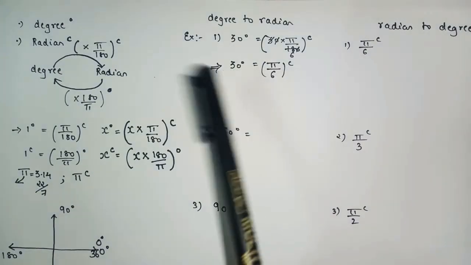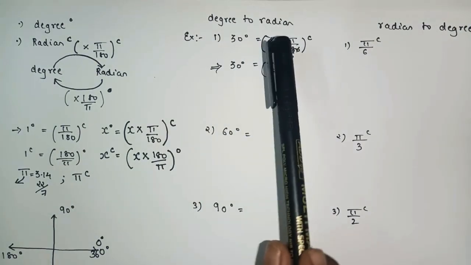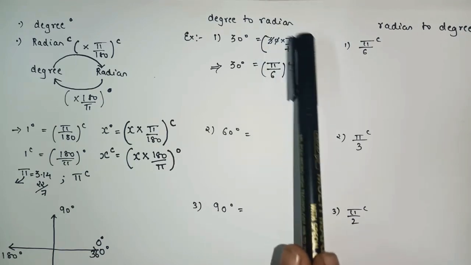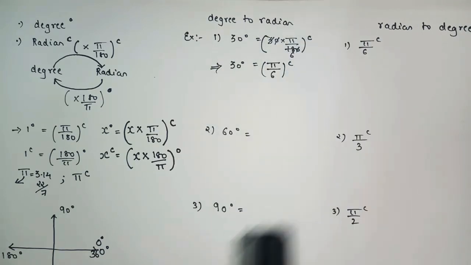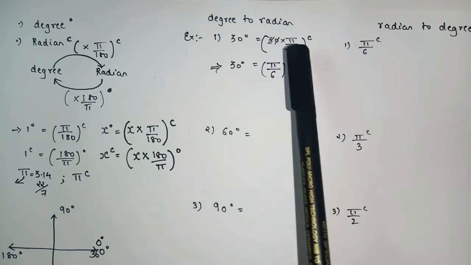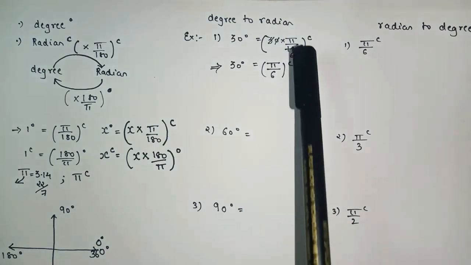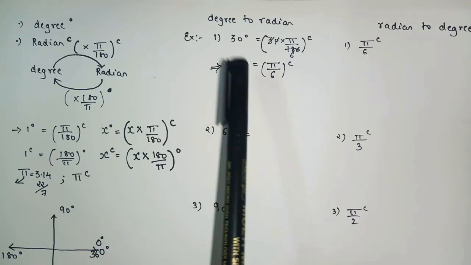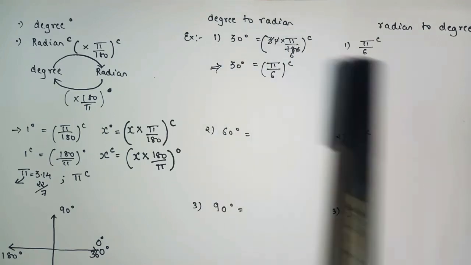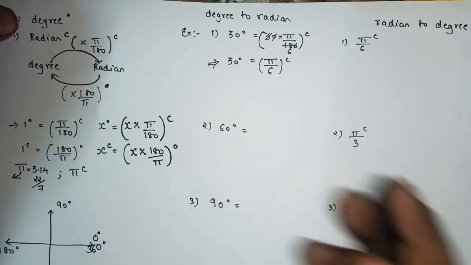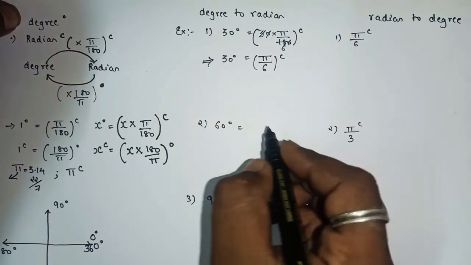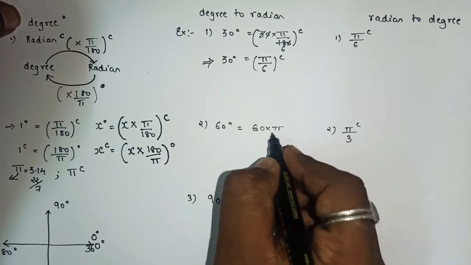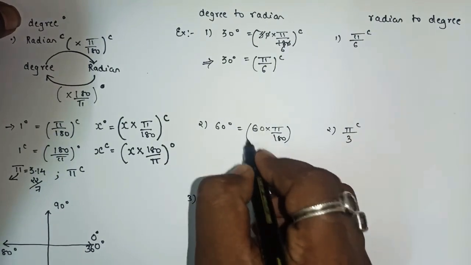Simply what you have to do, you have to multiply that term by pi by 180. As you multiply that term or number by pi by 180, it will get converted into radian, and you have to write this c. So it indicates what? It is in radian, and this indicates what? It is in degree. So 30 degree we can read as pi by 6. So let's move on to the second one. 60 degree we can write as what? 60 into pi by 180. Yes or no?